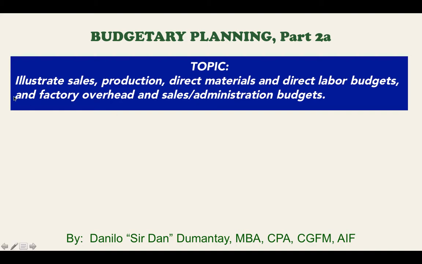And then class, the topic is to illustrate sales, production, direct materials, and direct labor budgets, and factory overhead and sales and administration budgets. So Part A will discuss sales and production budgets, Part B will discuss the direct materials budget, Part C will discuss the direct labor budget, and Part D will discuss factory overhead and sales and administration budgets.